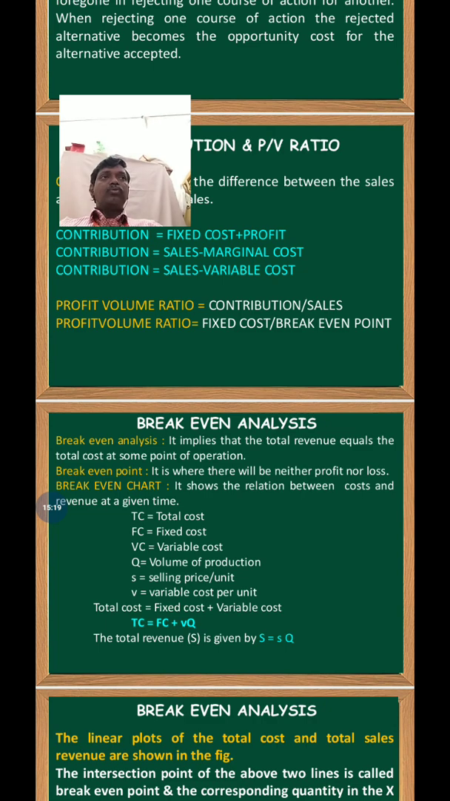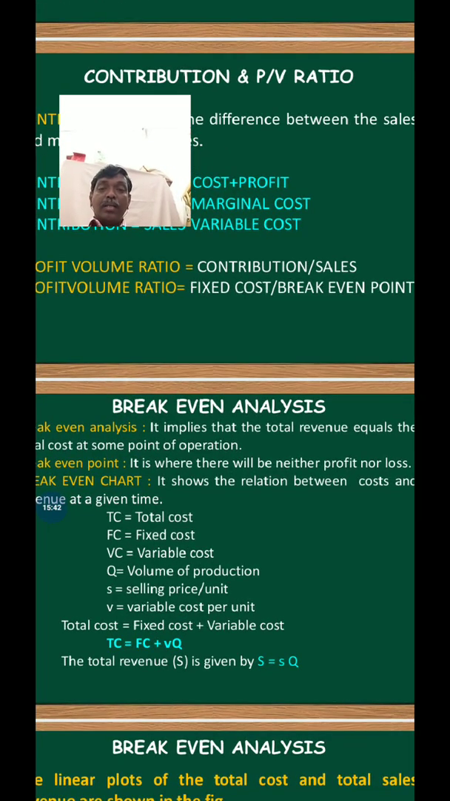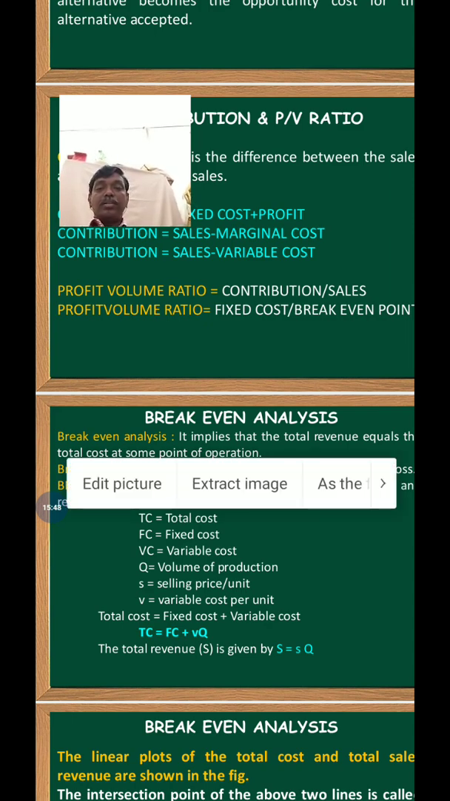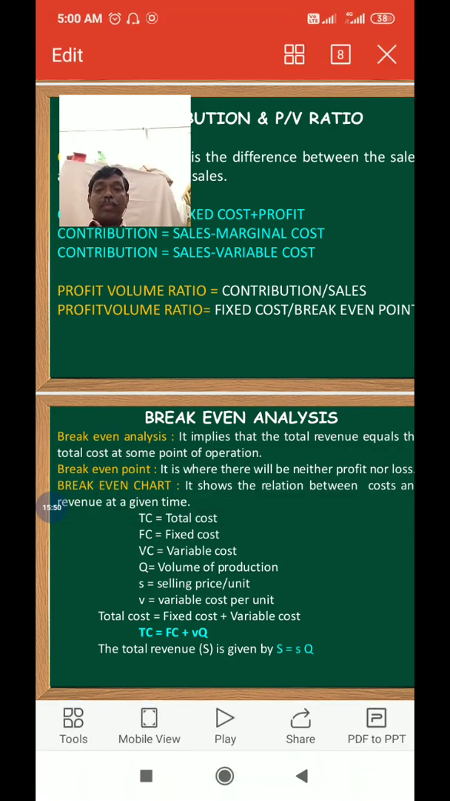The 1000th unit is the break-even point of your production. That point is called the break-even point. The break-even point means where there will be neither profit nor loss. That is the break-even point.